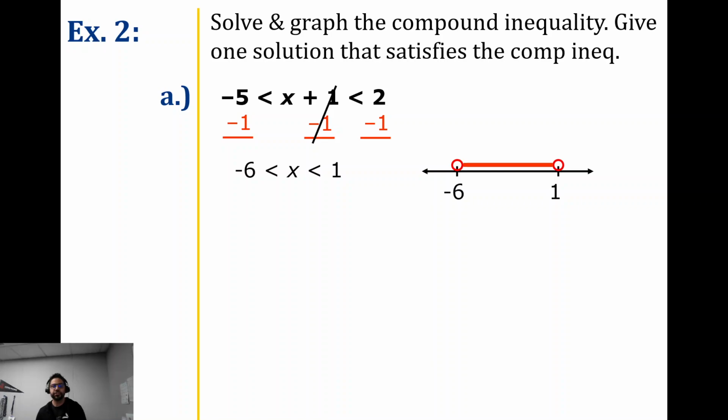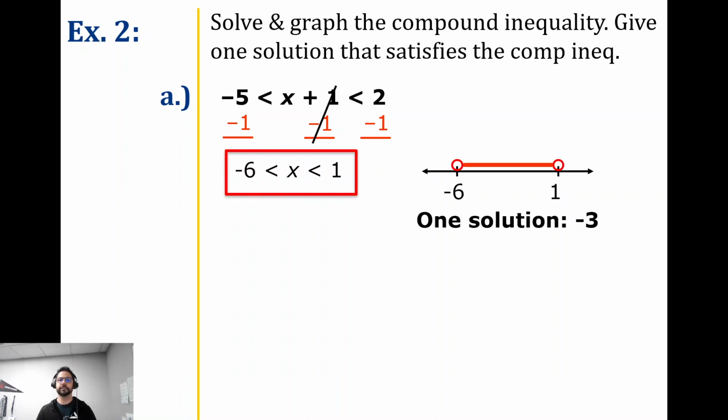Now that you're looking at your shading, go ahead and put a number down. You've got a lot to choose from. That is in the graph, meaning the shaded part. The instructions are very specific. Give one solution that satisfies the compound inequality. So a lot of students might say 0 because 0 is definitely in between negative 6 and 1. Some might contain a fraction. Negative 3 is definitely there as well.